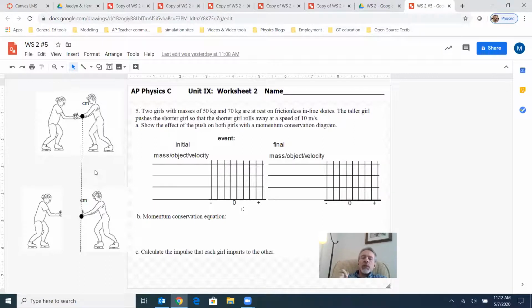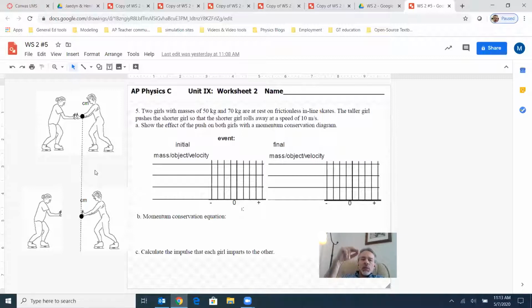You should think of the center of mass as if you could somehow magically balance this system of these two girls on your finger, that would be the place that you could balance it, the center of mass. Usually when we draw a force diagram, we pretend all the mass is located at the center of mass.